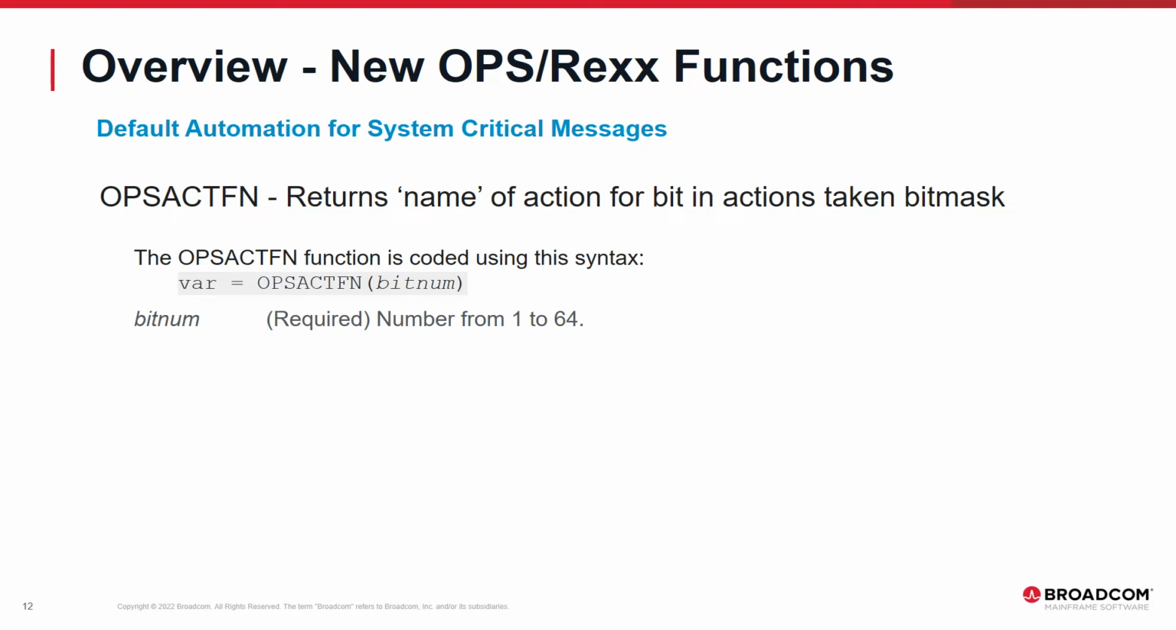The OPSACTION function returns the name associated to a specific bit in the action taken bit mask. This would be the name of the address environment or the function involved.